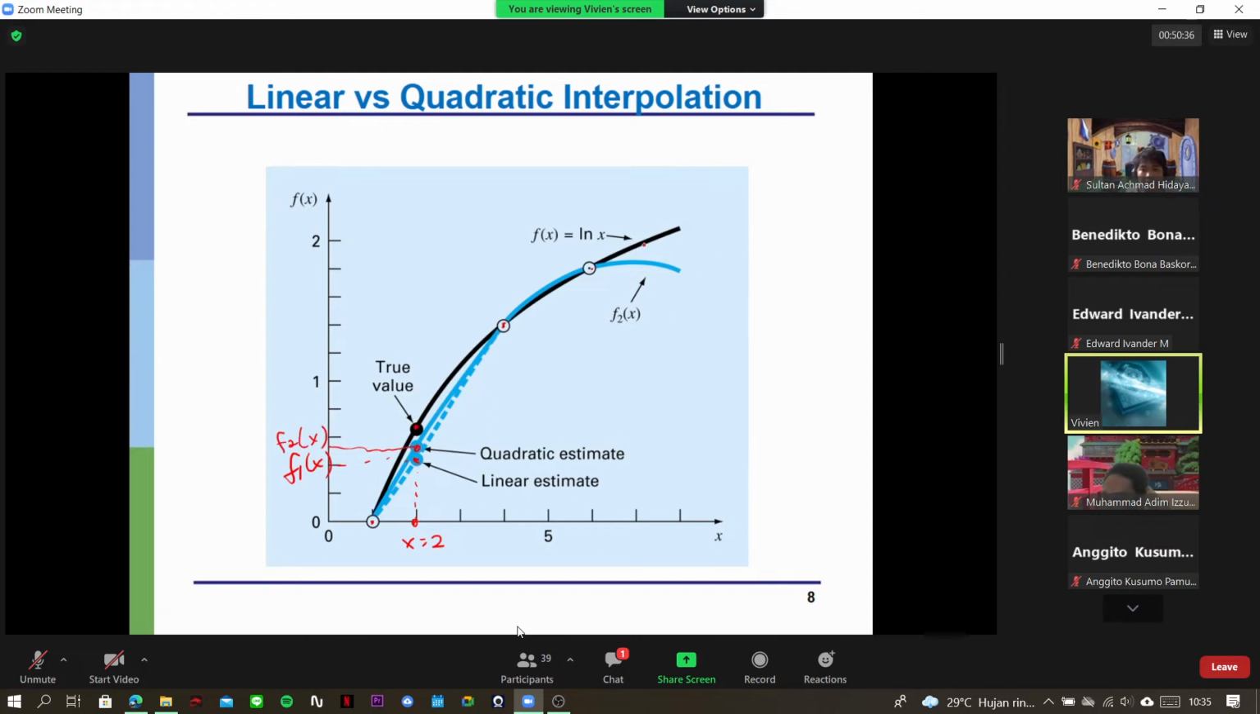The true function is ln x. So say we have 4 points, 5 points, and so on. Then we can use a higher order function to approximate the interpolated value so that it becomes closer to the true solution.